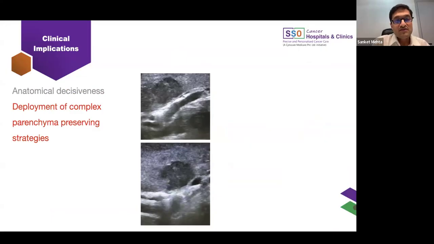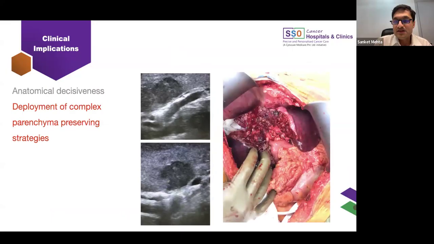It helps us deploy very complex parenchyma sparing strategies. For example, if you see this, this is actually a physiotherapist in our hospital who had colorectal liver metastasis. You can see the blue liver, so she received a lot of preoperative chemotherapy because these lesions were in direct contact at the portal confluence. This patient is not for a right or a left or a central hepatectomy because of the location of these lesions in contact with the Glisson capsule.